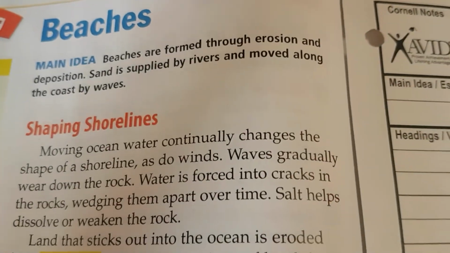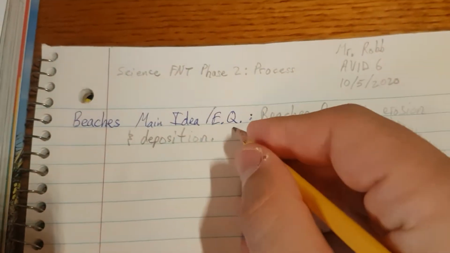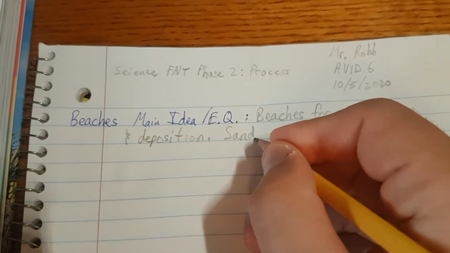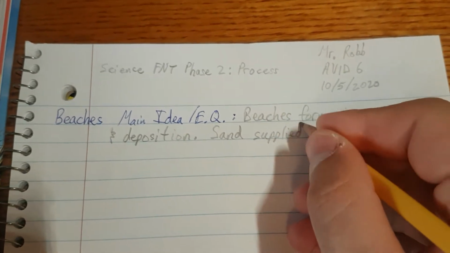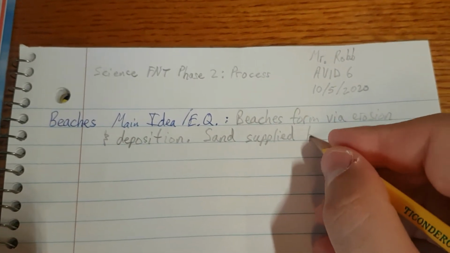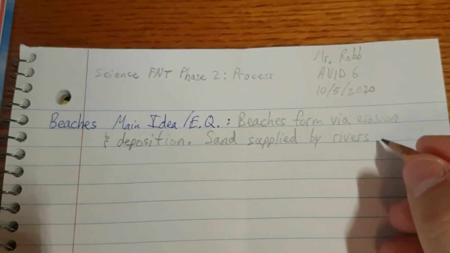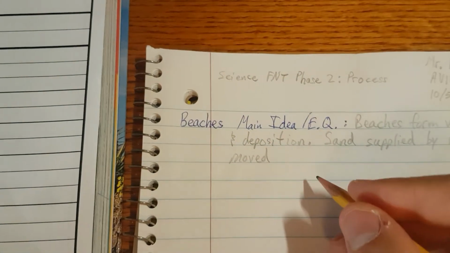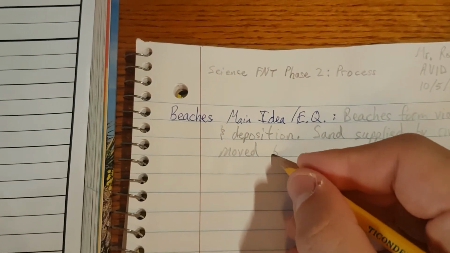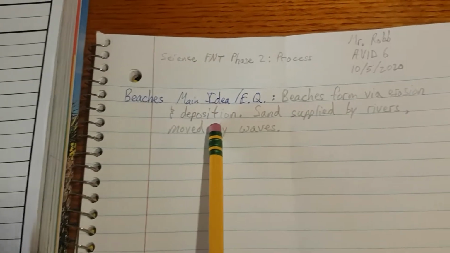Sand is supplied by rivers and moved along the coast by waves. Okay, sand, capital SAND, supplied, SUPPLIED, by, BY, rivers, RIVERS, comma, moved, MOVED, by, BY, waves, WAVES, period.